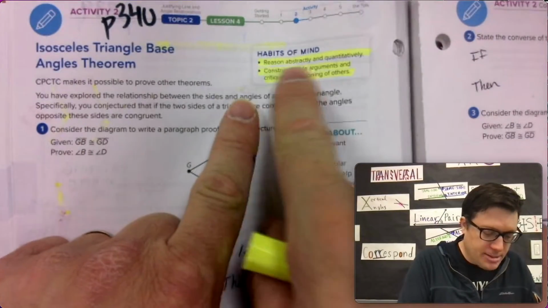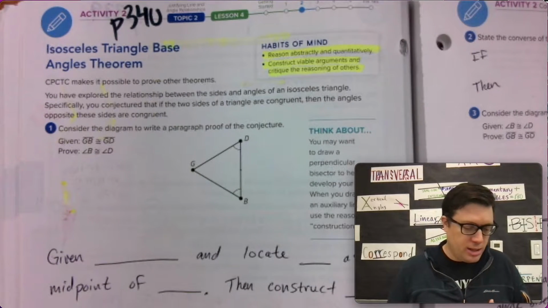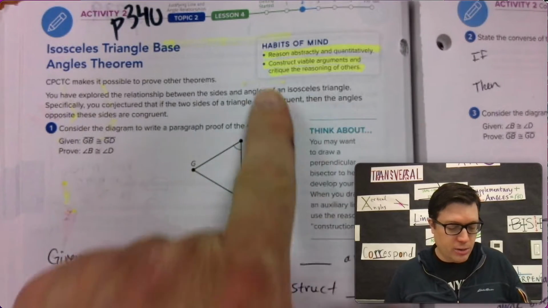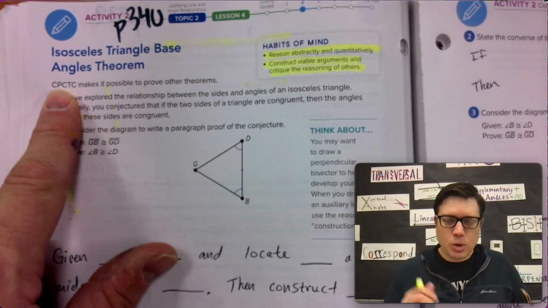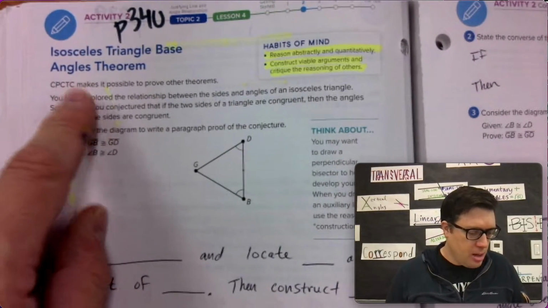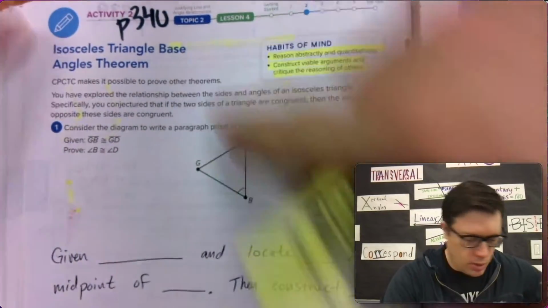Highlight the habits of mind. In this video, we're going to talk about how you can reason abstractly and quantitatively. We're going to construct viable arguments and critique the reasoning of others. CPCTC, corresponding parts of congruent triangles, makes it possible to prove other theorems also, like this one.